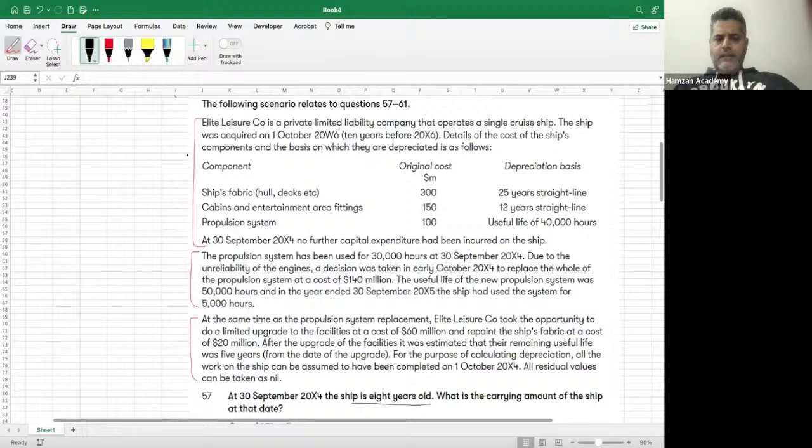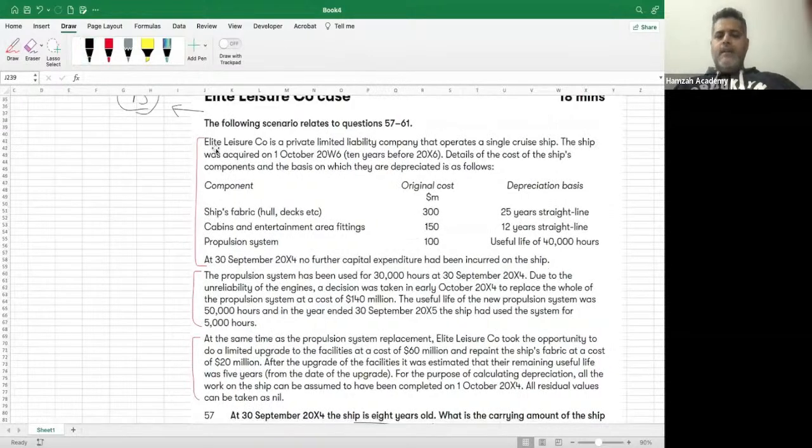Now, if I go to the start, it says Elite Leisure Company is a private limited company that operates a single cruise ship. The ship was acquired on 1st October 20W6, 10 years before 20X6. Details of the ship's cost and the components and the basis on which they are depreciated are as follows. So we have 3 components of the ship: the ship's fabric, the cabin entertainment, and the propulsion system. Then we have the original cost, that is 300 million, 150 million, and 100 million. Then we have the depreciation base as well.